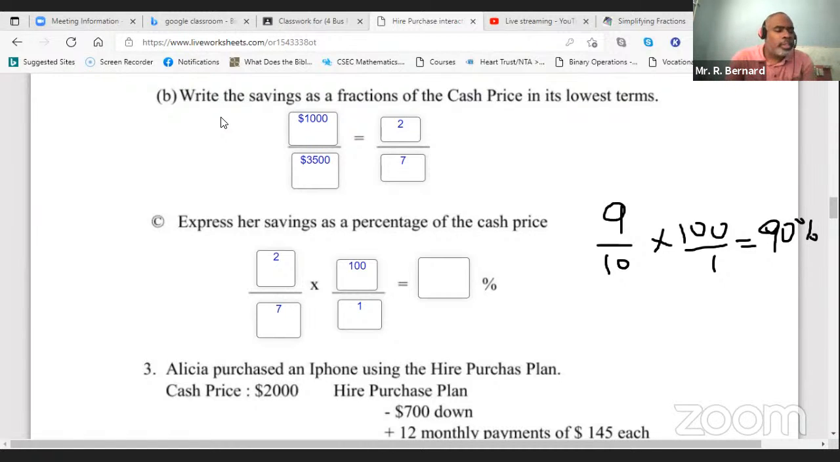All right. The answer really is 28.6%. Because you have 2 times 100, you get 200 divided by 7, so I get 28.6%. One decimal place, right? All right, so that's that. Very good.